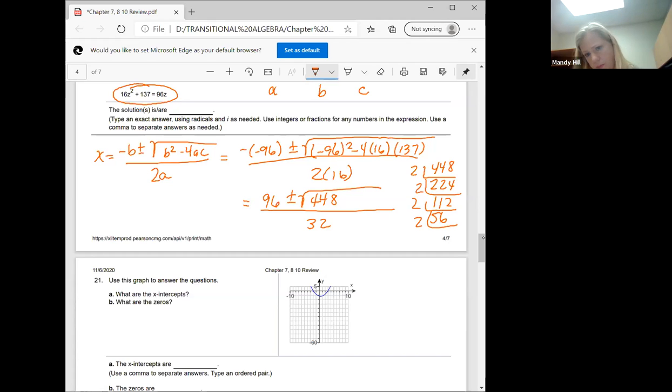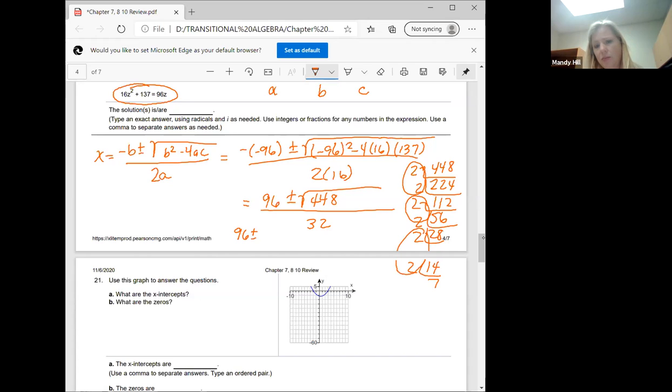28 times. 2 will go into 28, 14 times. 2 will go into 14, 7 times. So what we have here is 96 plus or minus. Now, if all of this is 448, I can pull out a pair of 2s, another pair of 2s, another pair of 2s, this one right here.